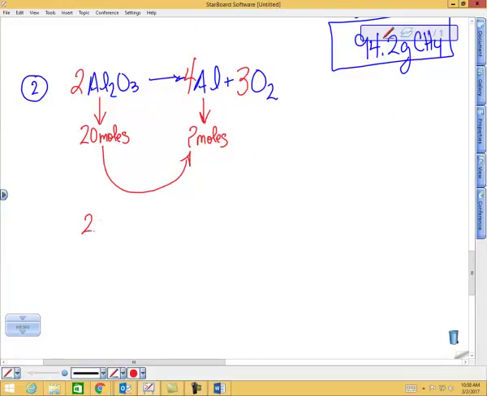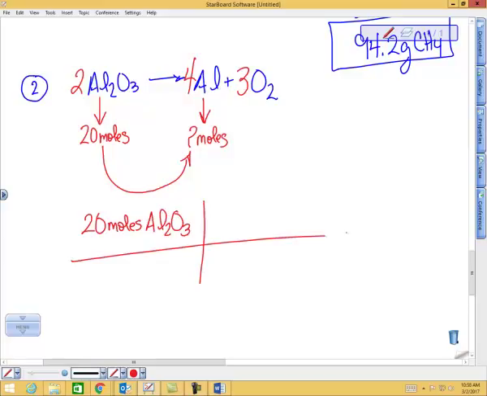Start with what they give you. They give you 20 moles of Al2O3. Skadoosh. What's the mole-mole ratio there? 2 to 4. But where do we put the 2? Where do we put the 4?